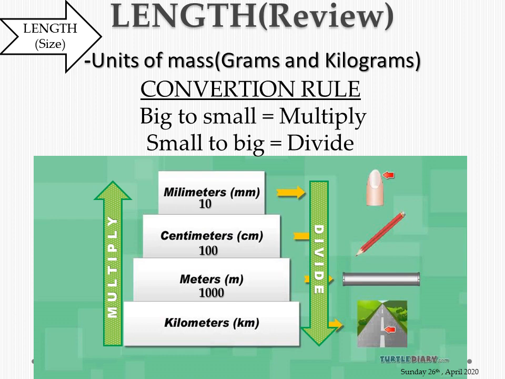Now let's see length. Remember we have 4 units. I made a block here for you to be able to see how little and large each of the units are. Millimeters has the smallest block, and it has 10 on it because 10 millimeters make 1 centimeter. The next one is centimeters, and it has 100 on it because 100 centimeters make 1 meter. The next bigger one is meters, and it has 1000 on it because 1000 meters make 1 kilometer.